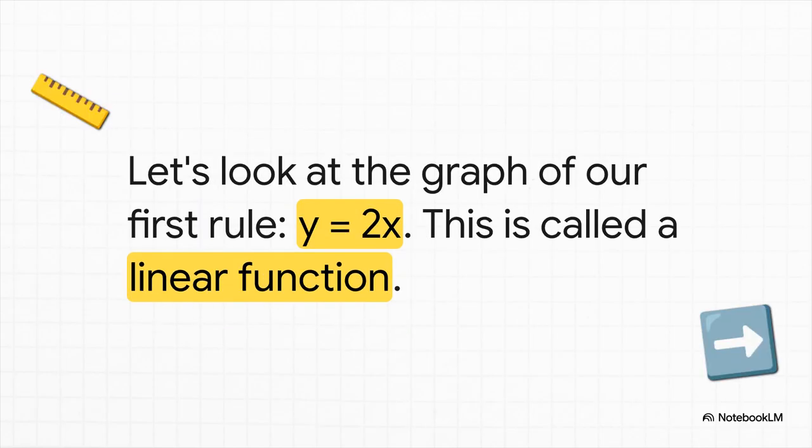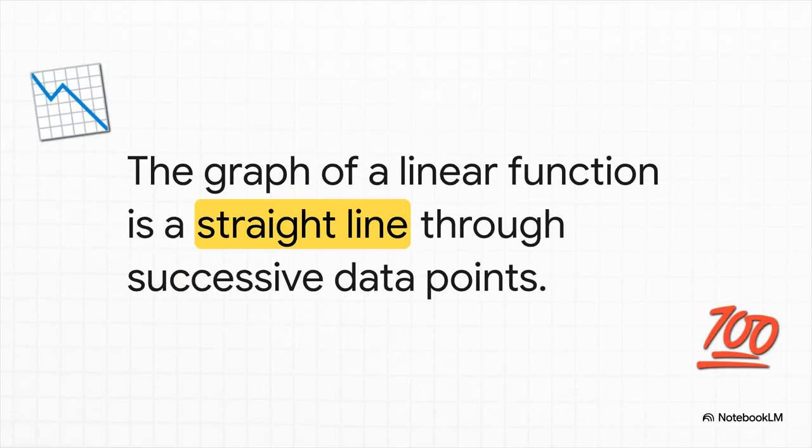So let's go back to that very first rule we cracked, y = 2x. This is what we call a linear function. And when we draw its visual signature, we get a perfect straight line. Makes sense, right? The pattern is so consistent and predictable, its picture is just as simple and direct. That's actually why we call it linear. It literally makes a line.